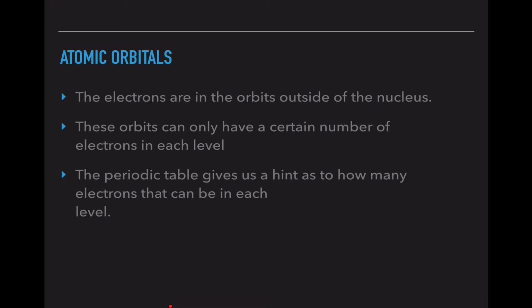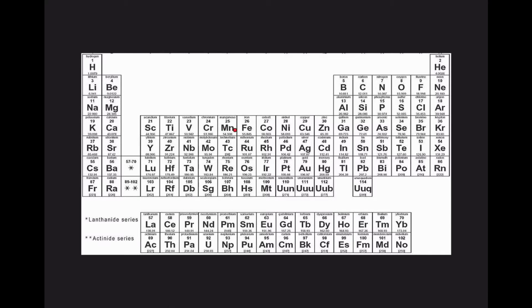With the atomic orbitals, the electrons are in orbits outside the nucleus. These orbits can only have a certain number of electrons in each level, and the periodic table gives us a hint as to how many electrons that can be. As we look across the periodic table, this first row is our first orbit. The first orbit can have 2 electrons only. The second row can have 8 electrons. The third row can have 8 electrons.